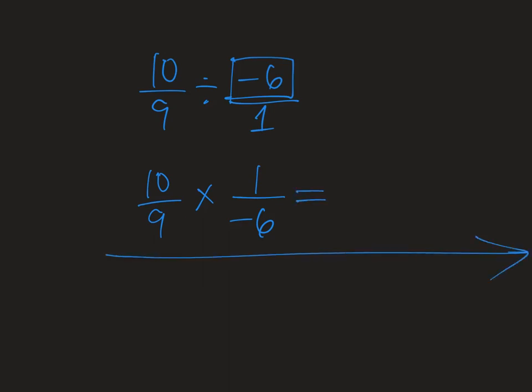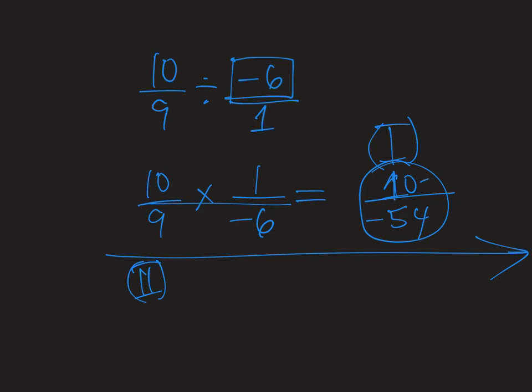So we're going to use two methods, method 1 and method 2. Method 1 is where you multiply across. So you have 10 divided by negative 54. So notice now you have to simplify this, right? So you can divide both sides by 2. So we have 5 over negative 27, or negative 5 over 27.